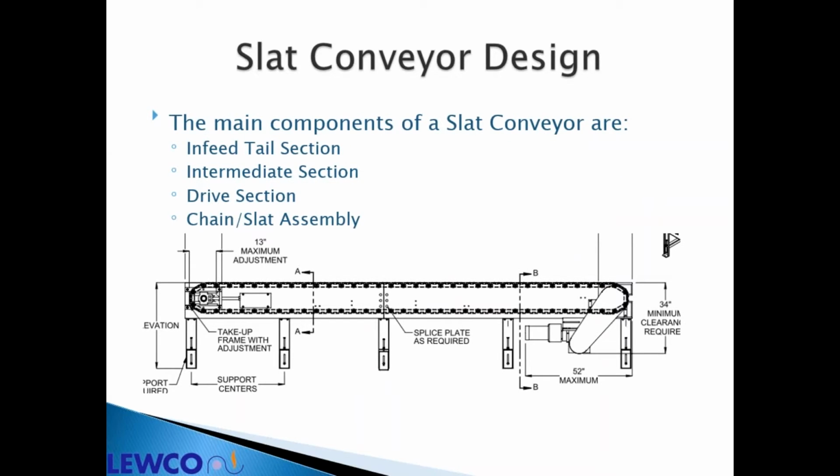So slat conveyors are made up of these components. The in-feed tail section, which you can see all the way to the left, which has the take-up frame with adjustment, the intermediate section, and the drive section, which would be all the way to the right. You can see the motor there. And then the chain and slat assembly that goes around the conveyor. This is just a basic PDF image that we have. You can get this image on our website with a little bit more information.